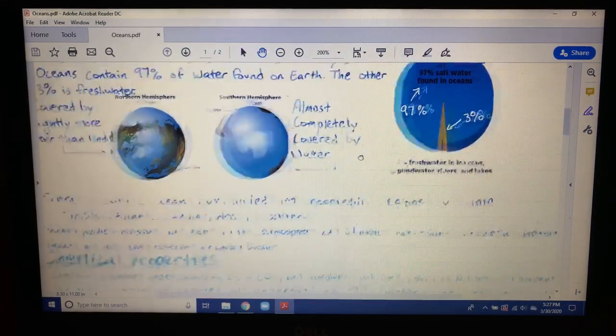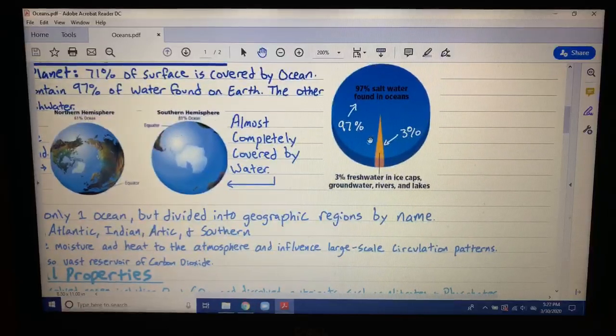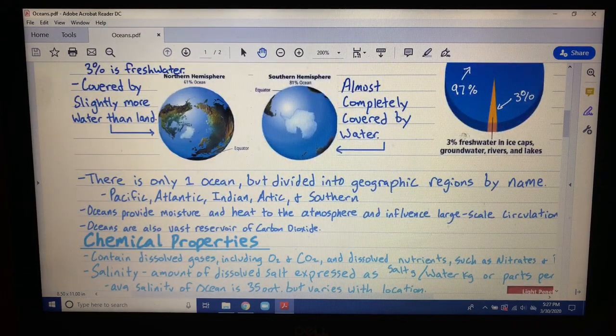Zoom out. All right. Here we can look at this chart. It just reiterates what I said earlier, that 97% of the water on Earth is going to be salt water in oceans, and only 3%, a very small percent, of that is going to be fresh water.